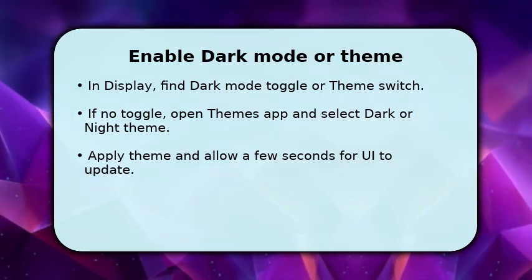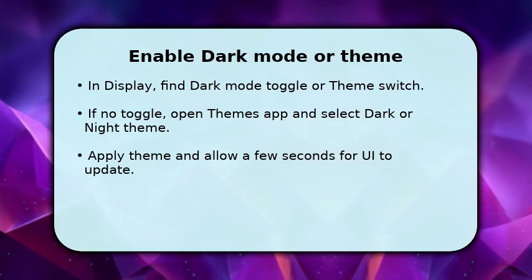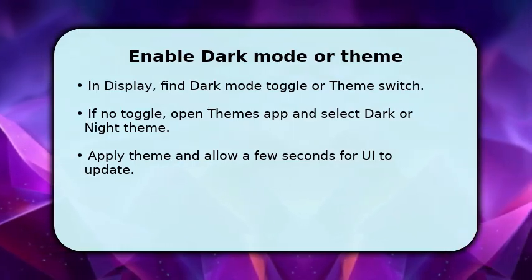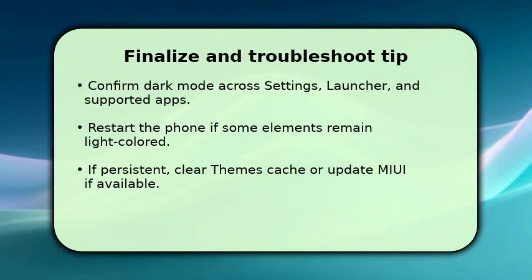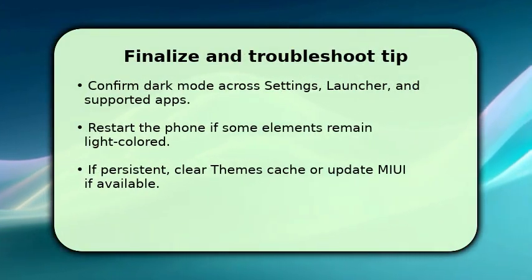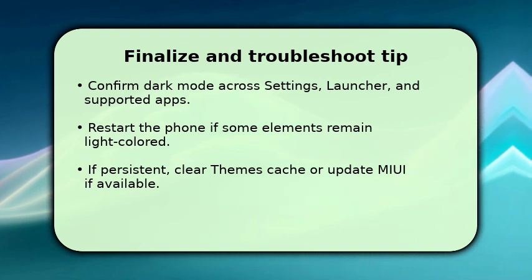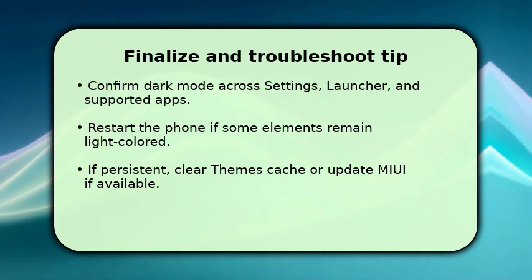Make sure to check both system apps and supported third-party apps, because some apps follow the system theme while others require their own setting. Finish by inspecting key screens, settings, home screen, and an app like Messages to confirm dark mode applied everywhere. If some areas remain light, restart the phone.